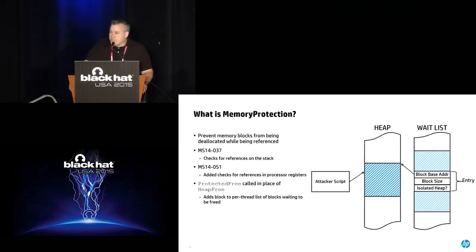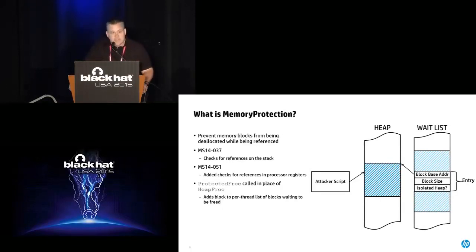And so we started taking a deeper look, and we noticed that Microsoft had implemented memory protection. So what exactly is memory protection? Well, memory protection is a delayed freeing mechanism that prevents blocks from being deallocated while they're being referenced on the stack. It keeps these blocks in an unusable but allocated condition and adds them to a wait list. Every so often, a reclamation process will occur which will traverse the wait list and see if there are still references to the blocks, and if there are no references, it will free that block at the heap manager level.